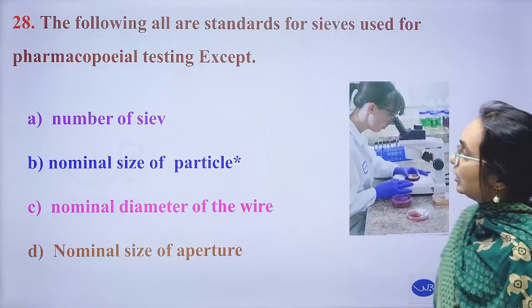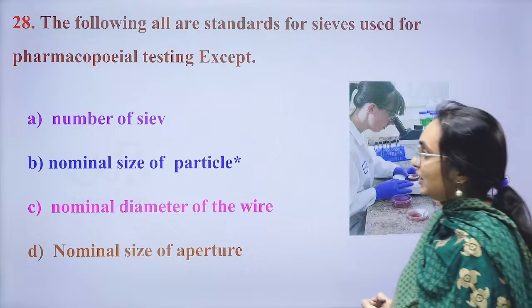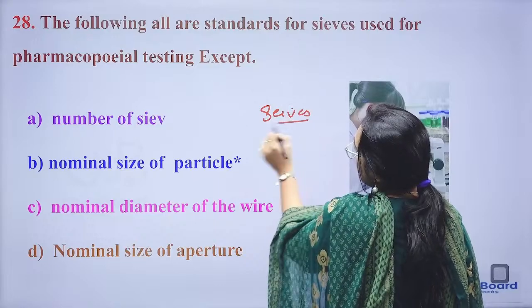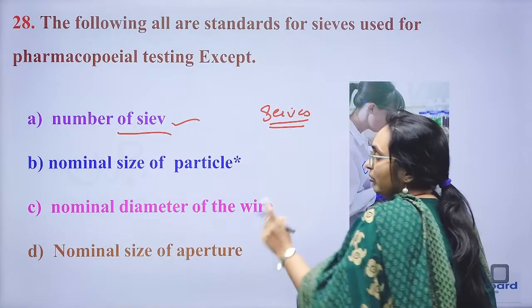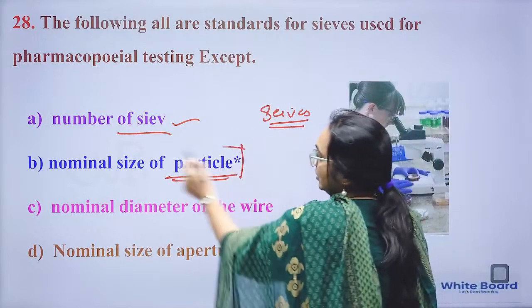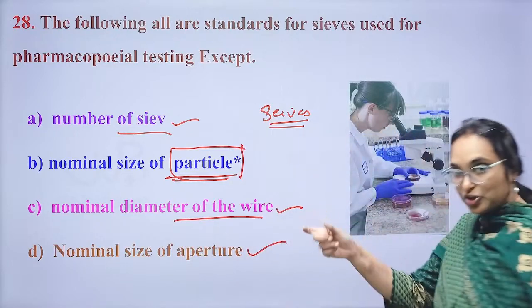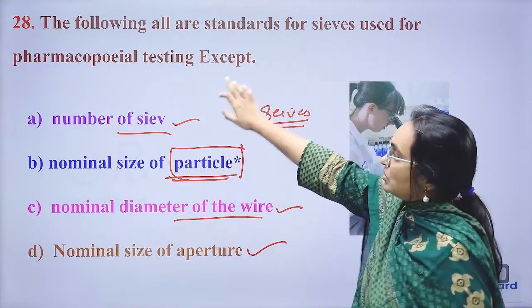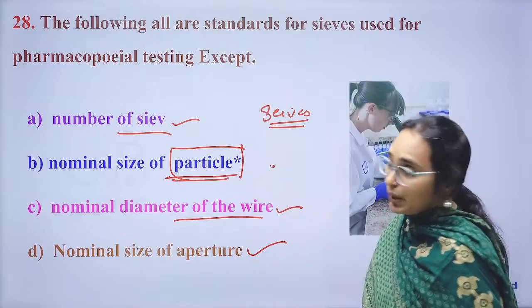Next question, the following are all standards for sieves used for pharmacopoeial testing except. So, sieve standards means what the sieves have to do. Number of sieves, yes, that is one standard. Nominal size of the sieve hole, not particle. Nominal diameter of the wire, nominal size of the aperture, that is nothing but the sieve hole. So here all are standards of sieves used for pharmacopoeial testing except the particle size. So answer here is B.